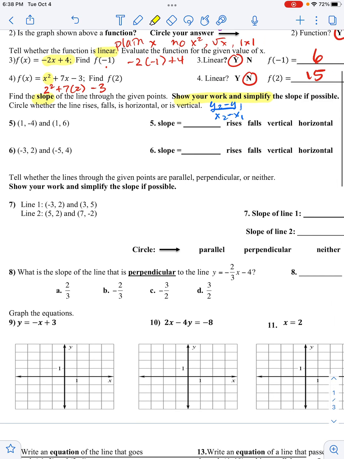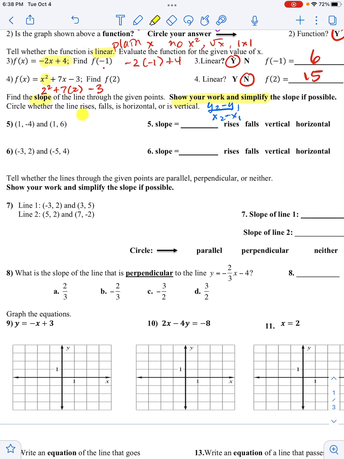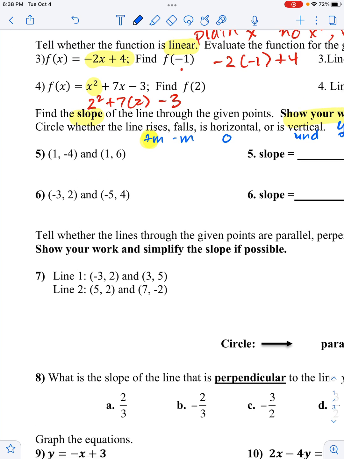We're going to decide whether the line rises, which means you have a positive slope, falls, meaning negative, horizontal meaning 0, and vertical meaning undefined. So we'll have to see how that all turns out. So here, if I do y2 minus y1 over x2 minus x1, these turn to adding, and I get 10 over 0. That is not an answer. You have to simplify that and decide whether you think that's 0 or undefined. That is actually undefined because you can't divide by 0.